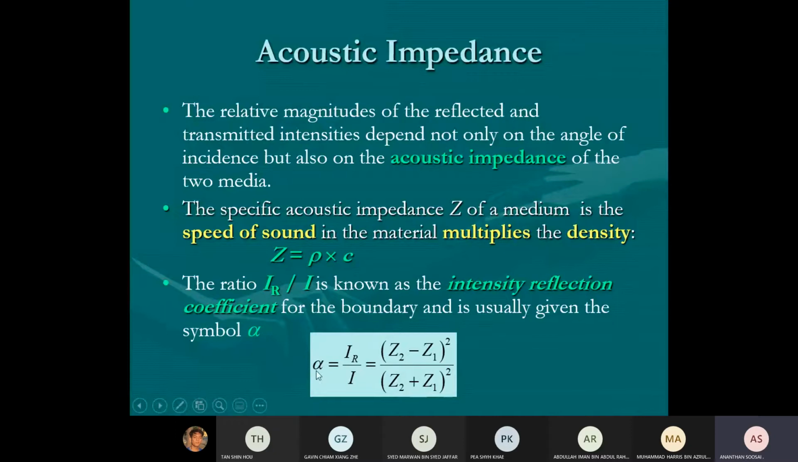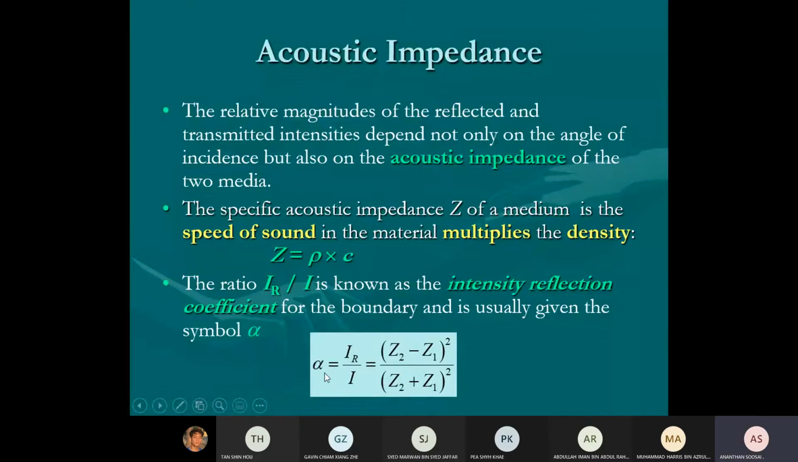So when alpha is big, let's say alpha is 0.7, what does that mean? 70% of the incident intensity has been reflected. If alpha is big, the majority is reflected. Just now I told you, right? Stomach full of gas: when the ultrasound goes from the skin to a gas layer, the majority will be reflected. The alpha will be very huge.